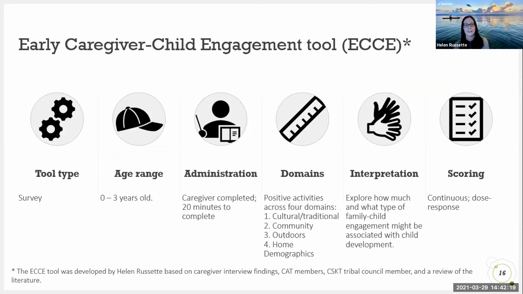Okay, so to summarize this novel tool, it is a survey. It's intended to be used for children 0 to 3 years old. The caregiver, which includes the biological parent, does complete the survey and it takes about 20 minutes. And we are looking at those activities across 4 domains, and we do include demographics. And this is more exploratory. We want to determine how much and what type of family-child engagement activities might be associated with child development. And this is a continuous scoring where we anticipate a dose-response association.